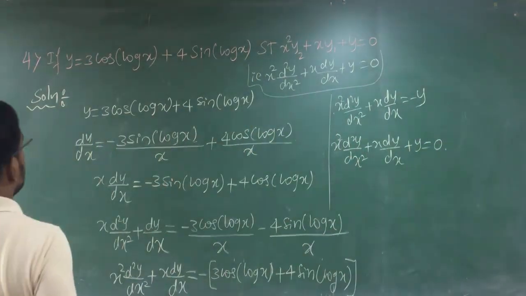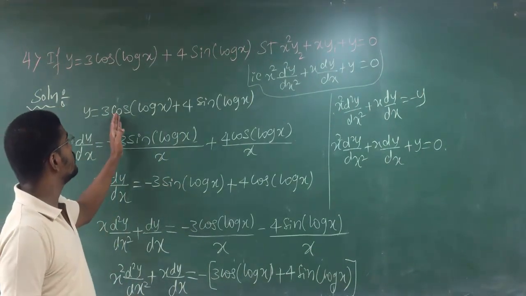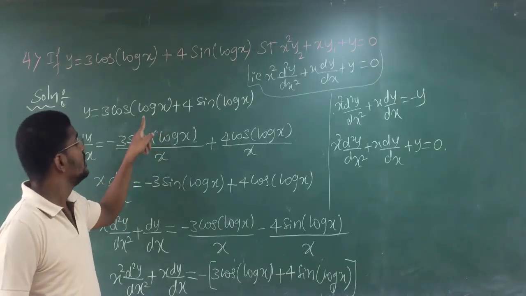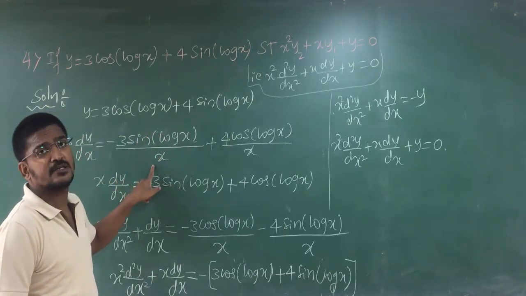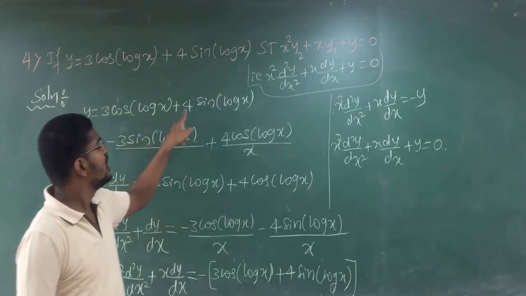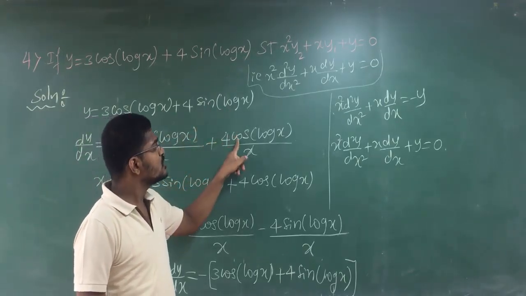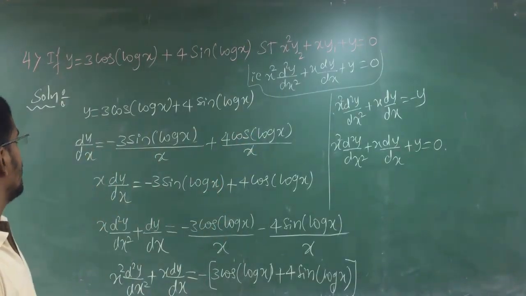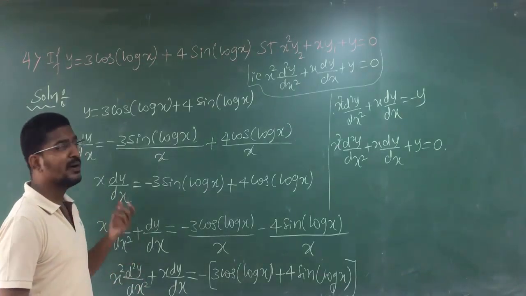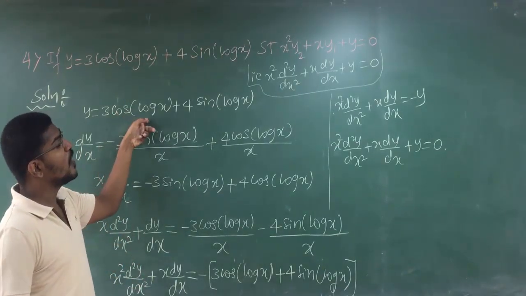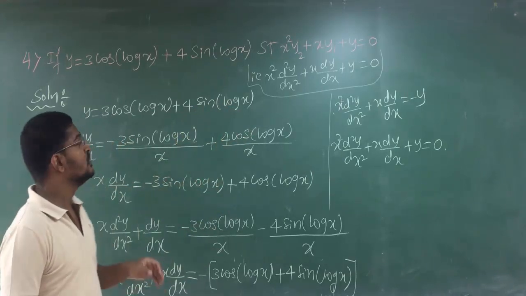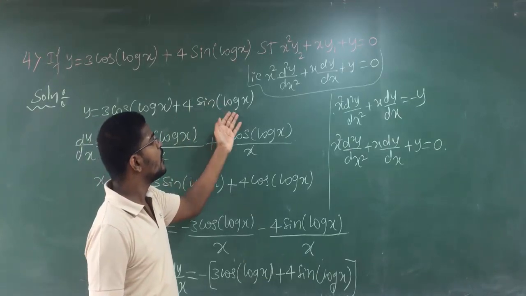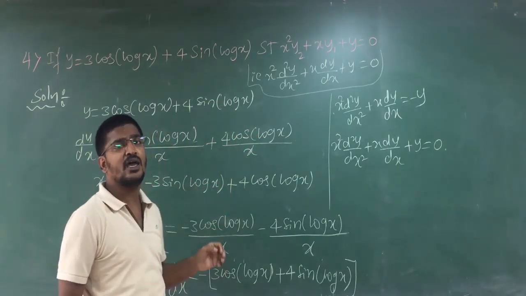So you must know the differentiation of cos of log x and sin of log x. Differentiation of cos of log x is what? Minus sin of log x divided by x, because you have to apply the chain rule. Here the differentiation of sin of log x is cos of log x divided by x. Clear, students? It will be again a very easy problem if you remember the formulas of cos of log x and sin of log x.